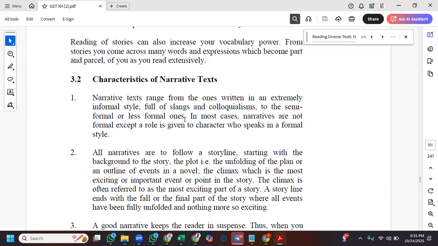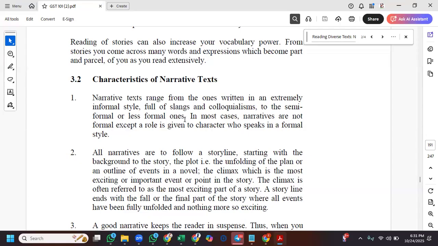Don't worry, I think I'm jumping. So the first thing is that narrative texts are informal. In fact, it is a very rare thing for you to see a narrative text being formal. When we say something is formal, a formal text is one that uses professional language. All the expressions must be professional.